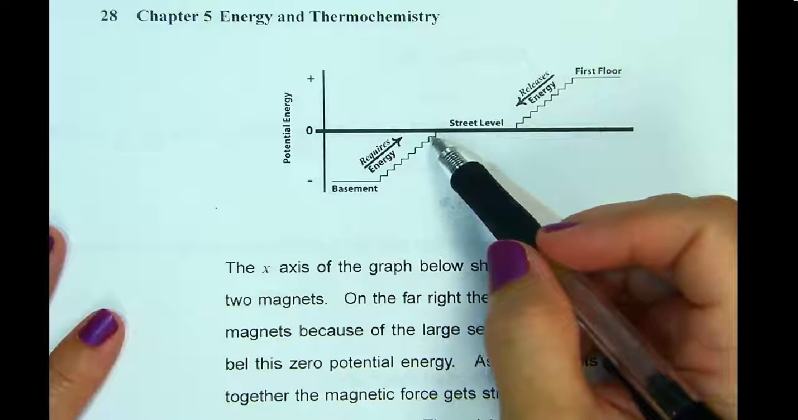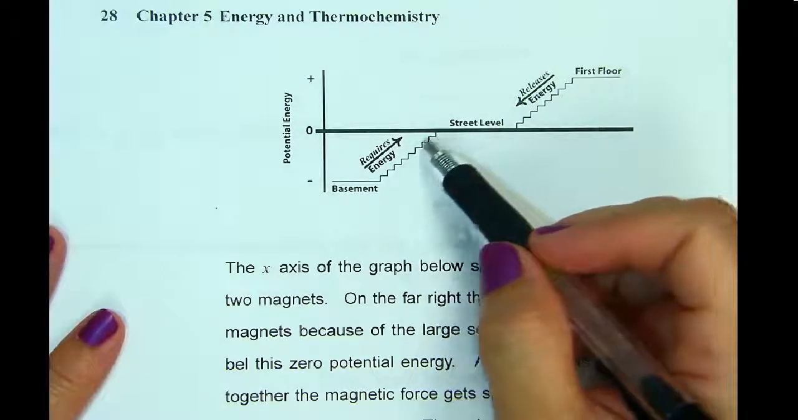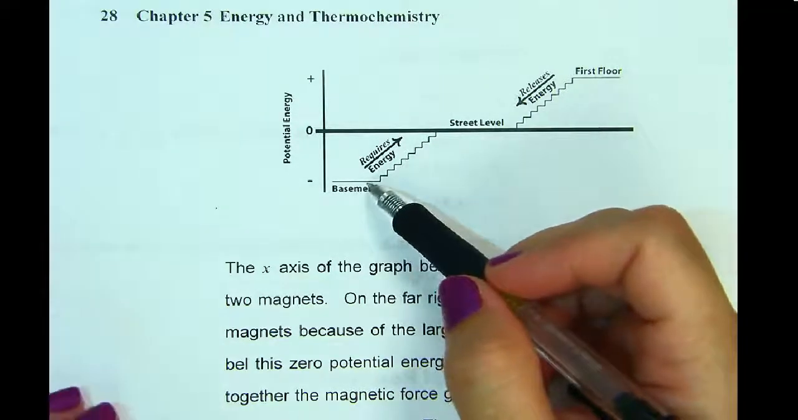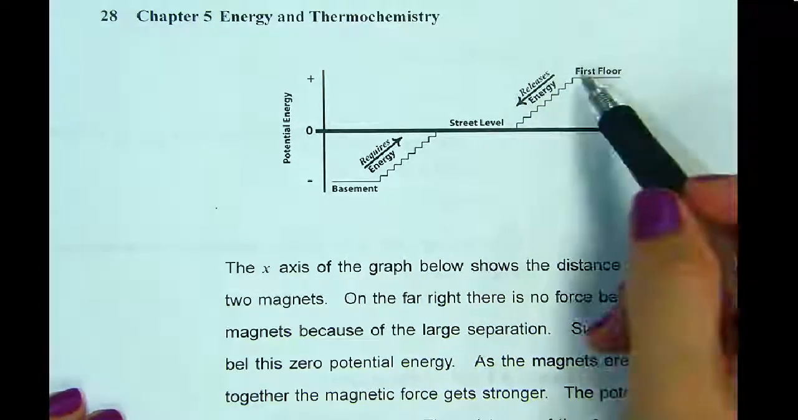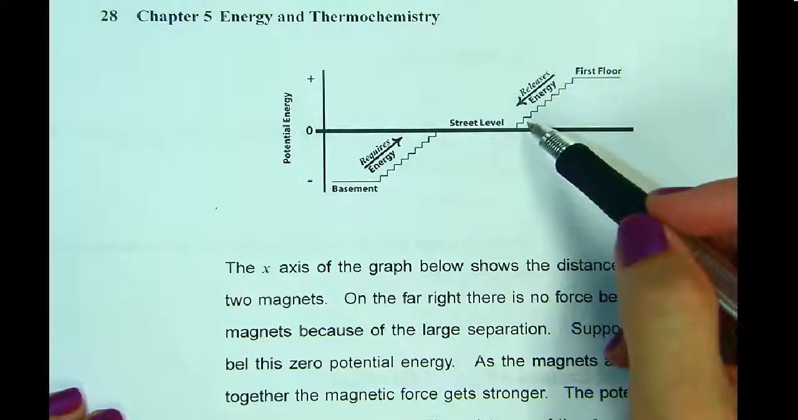But if you consider going down to a basement, then you're moving to a negative potential energy. So it's going to require energy either way to go up the stairs and down these stairs. This is a release of energy going down these stairs.